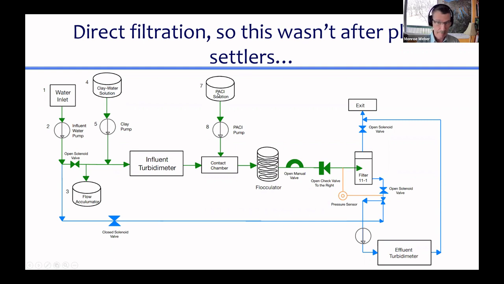And then they're adding PAC, which is the polyaluminum chloride, or the coagulant. That's being pumped in. It's going through a flocculator, and then it's going into the filter, and it's going into another turbidity meter so they can measure how clean the water is coming out.